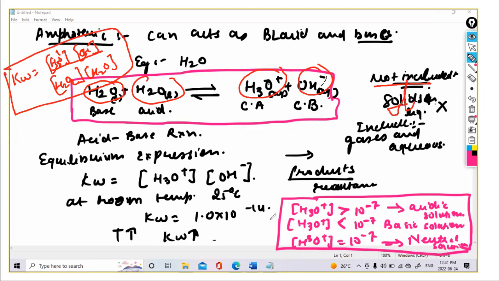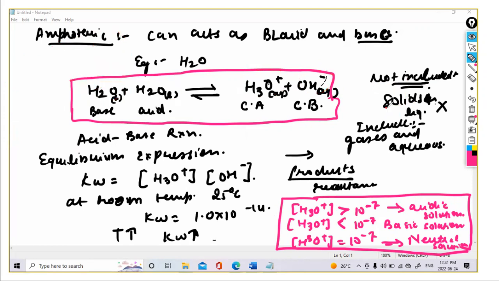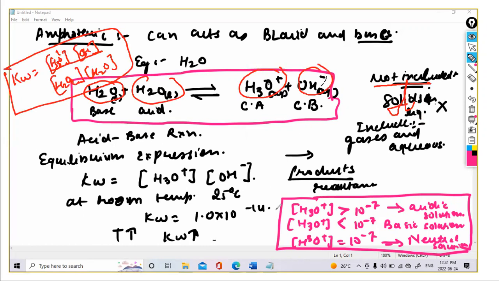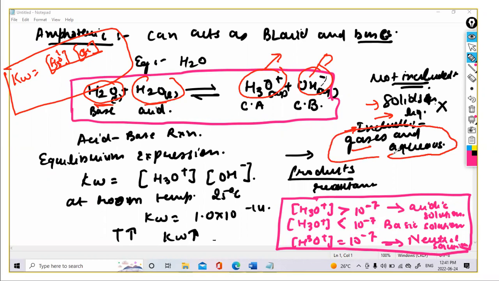So let me just clear this up. We don't write liquids and solids. I will erase this one because I don't want to refer to this expression here. Solids and liquids are not allowed in the expression. Because this water is liquid and this water is liquid, we can get rid of these, so I'll erase them from the expression. What we are left with are the aqueous ions. So what is included are gases and aqueous ions. So we're left with this expression, Kw, which I have written here.